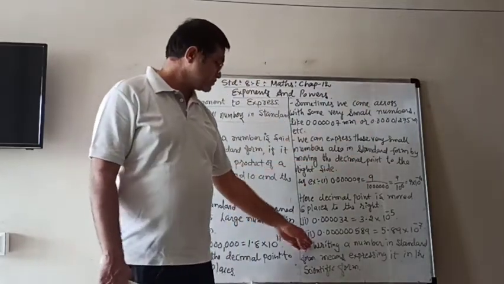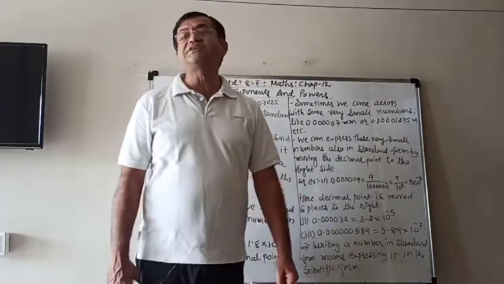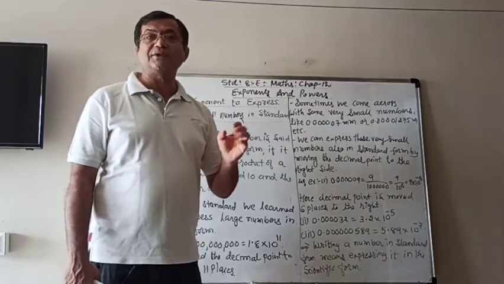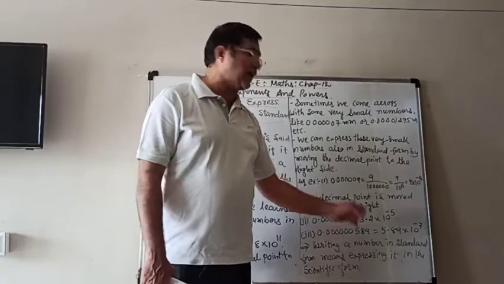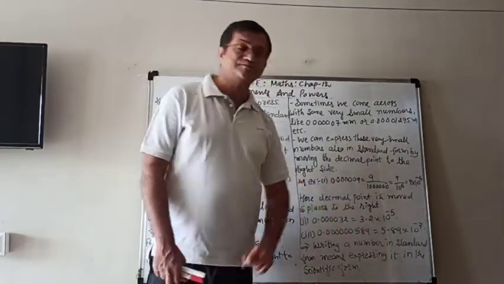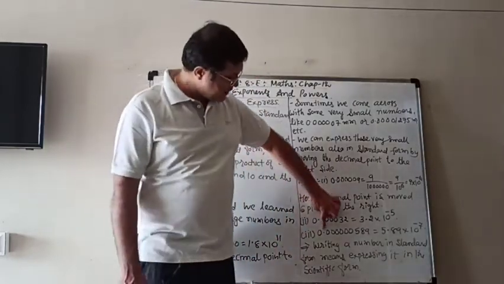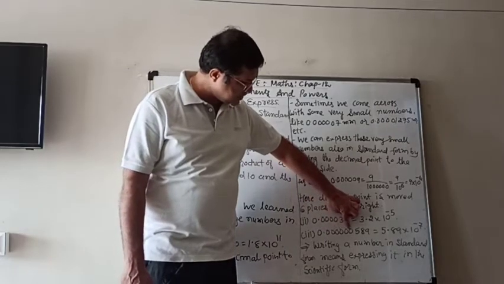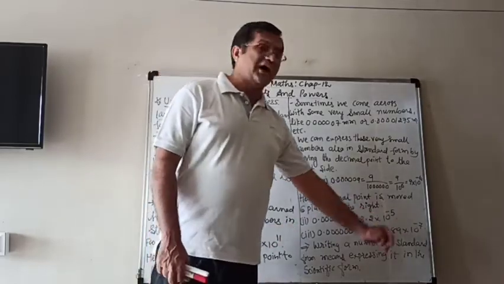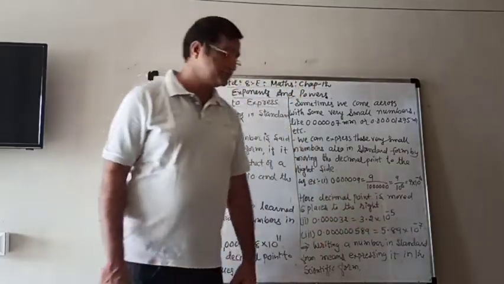See the other one? 0.000000589. I need the decimal point after the first non-zero digit 5 here. So I have to write down 5.89. For that, how many places did I move? From here, 1, 2, 3, 4, 5, 6 and 7. So my answer is 5.89 into 10 raised to minus 7.